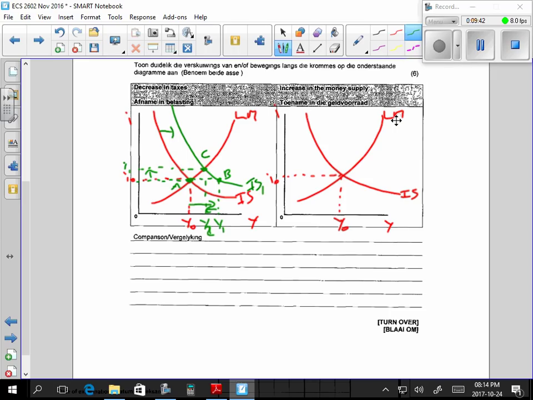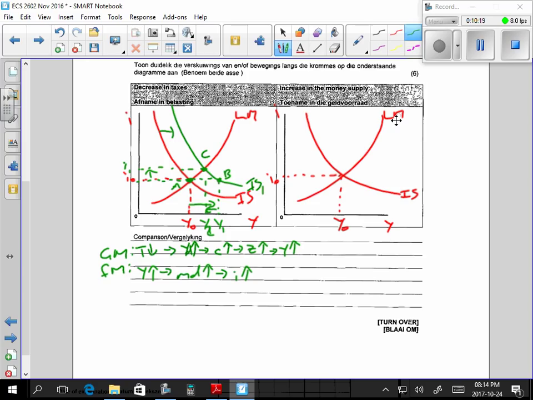Right, your chain of events for your IS shift. Obviously a change in tax is in your goods market, so we start there. In your goods market, we have a decrease in tax, which increases your disposable income, increases consumption, increases demand, increases output and income. Nothing about the interest rates. So we need to use the financial market to show why there is a change in interest rates. Now, output and income increases, which increases the demand for money, and therefore the interest rate increases.